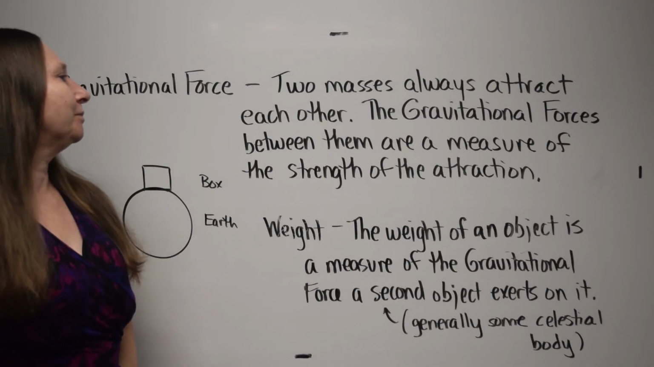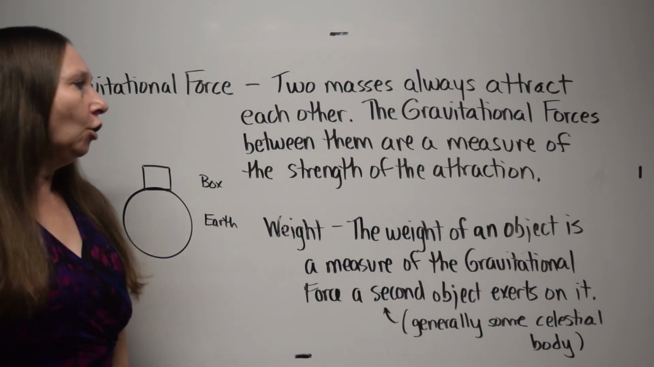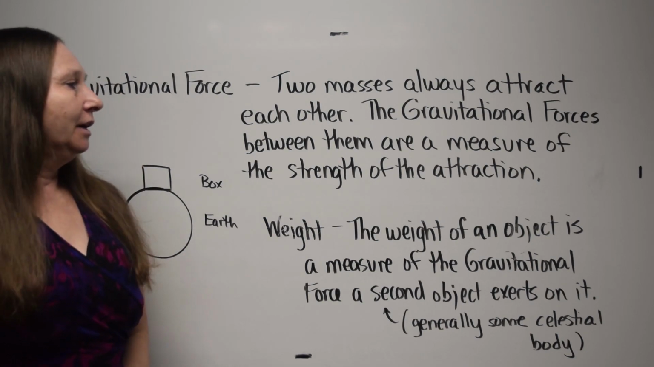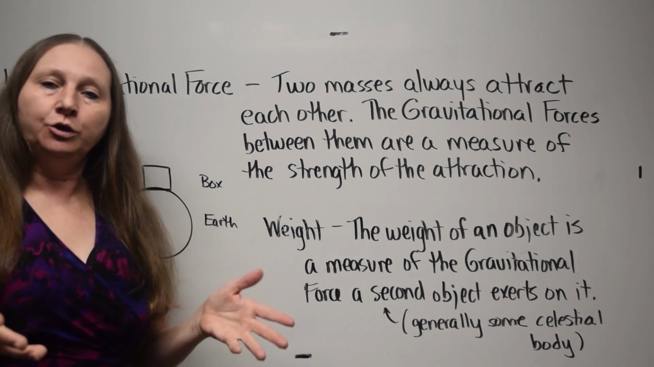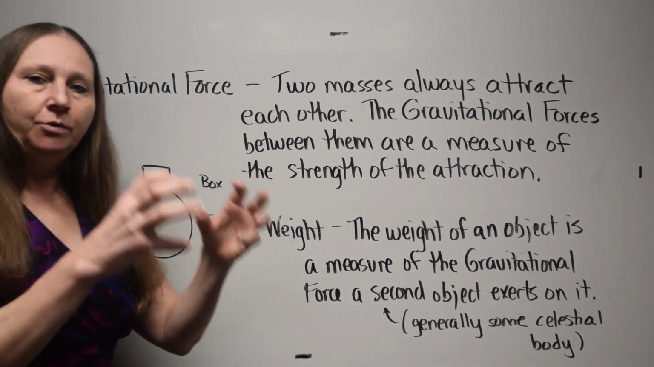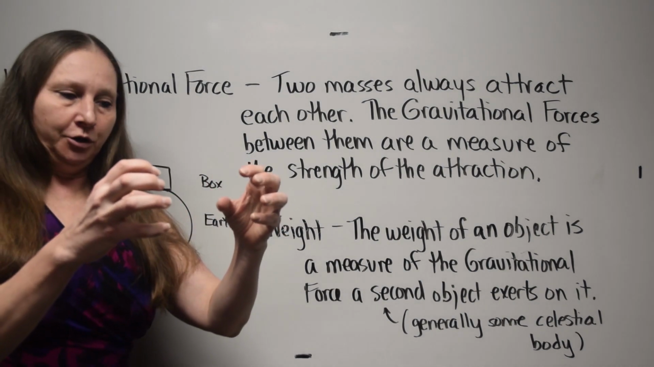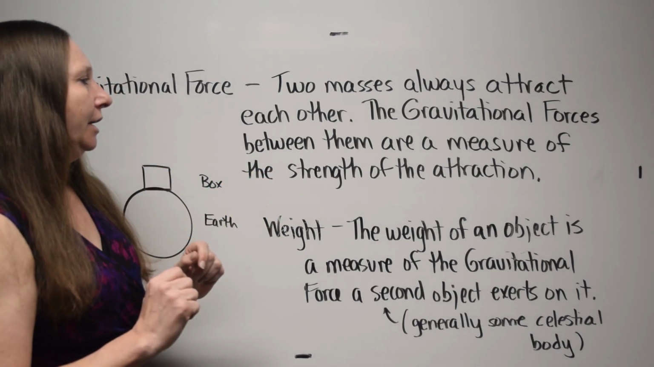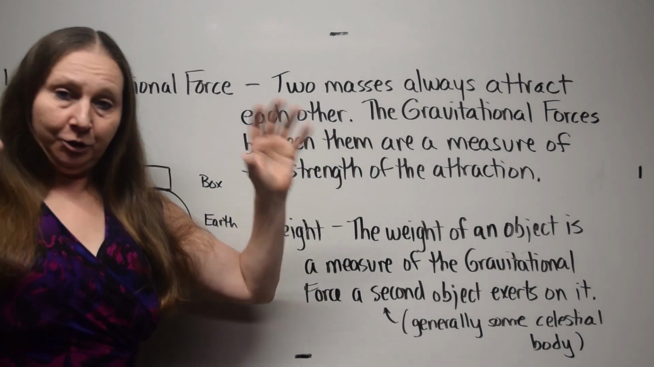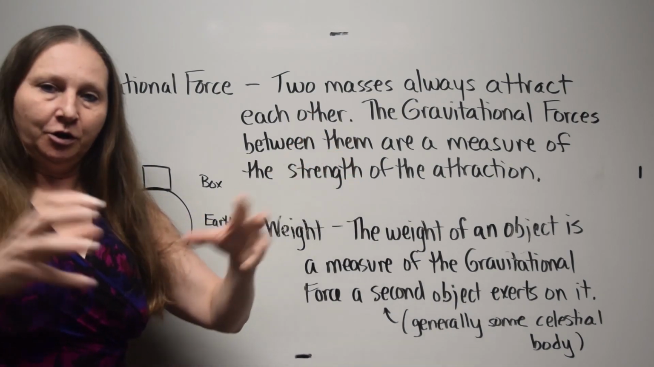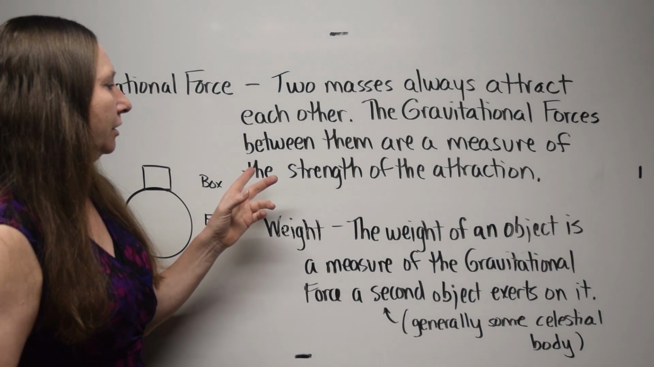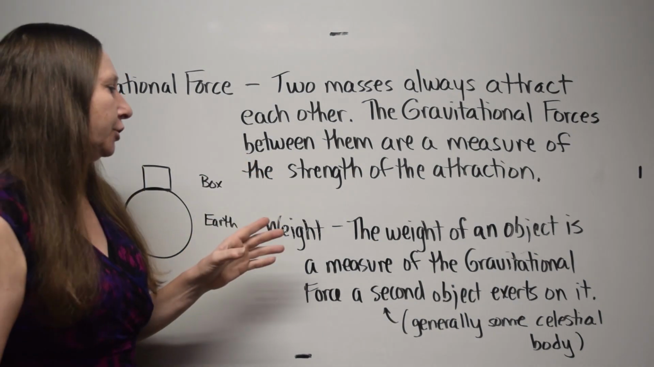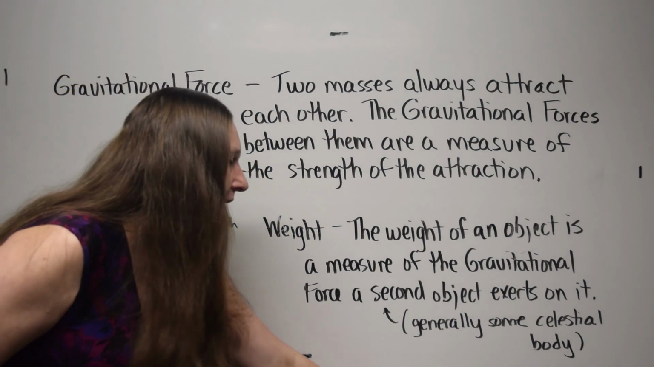Gravitational force. Two masses are always going to attract each other. I don't care if it's two apples or two planets. Let's put them in outer space for just a minute. The two apples in outer space are going to attract each other. Two planets, much bigger, in outer space, are going to attract each other. The gravitational forces between them are a measure of the strength of that attraction.